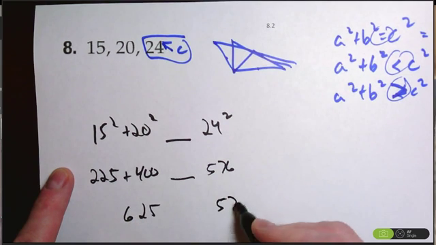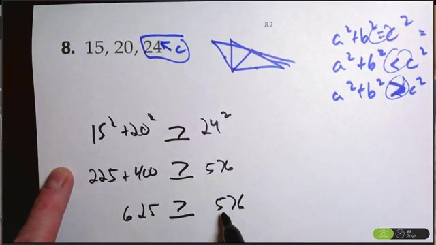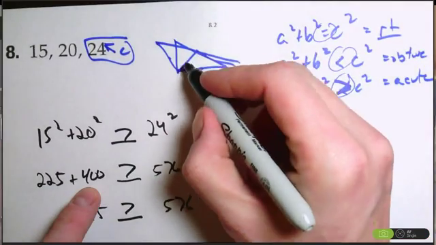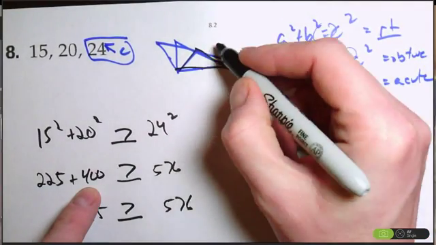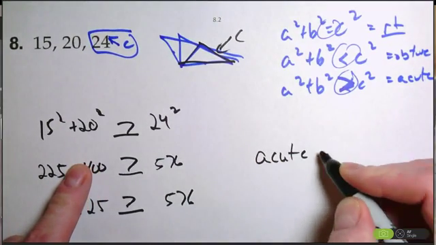So when I go to compare these, I get 625 versus 576. Oh, a squared plus b squared is bigger than c squared, meaning what happened is it's not a right triangle. C is collapsed down to make it smaller, so this is an acute triangle.